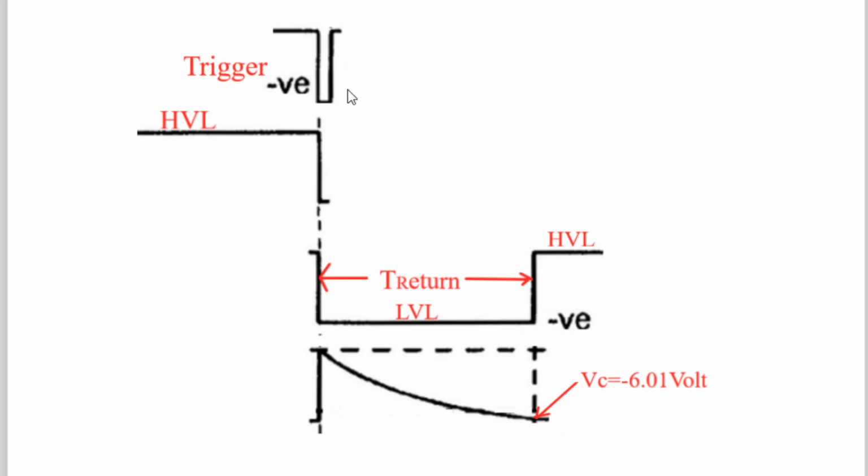As soon as this trigger is applied, not only does the output of the op-amp go to -12, the capacitor also starts charging in reverse direction, and this is the exponential charging of the capacitor. How long will it take, and to what voltage will it get charged in reverse direction? In our example, it will get charged to VC of -6.01. See, the minus sign is over here. So it is -6.01 volt.